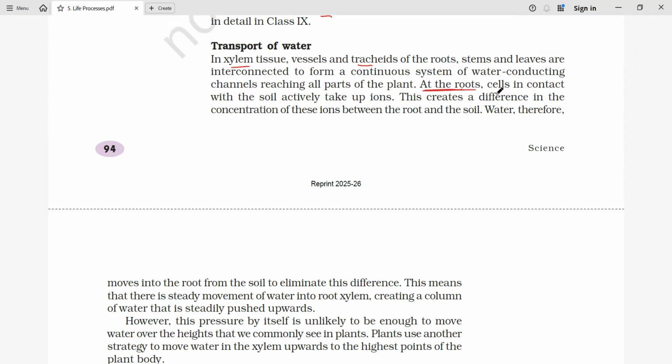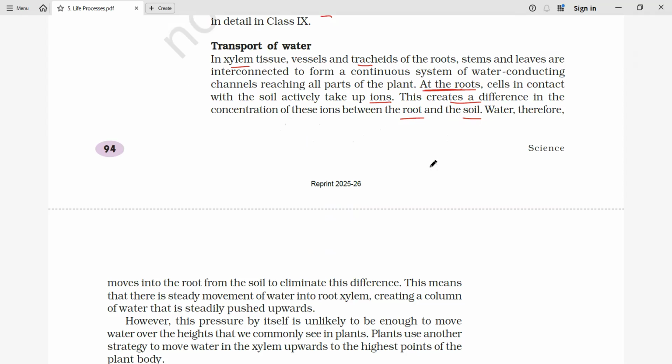So at the roots, cells are going to be in contact with the soil. So finally, with the soil, it will take up the ions. So now ions formation takes place. It's going to take the ions. So finally, due to this, what will happen? There is the difference in the concentration of these ions between root and the soil. Since root is going to absorb some ions, that difference takes place.